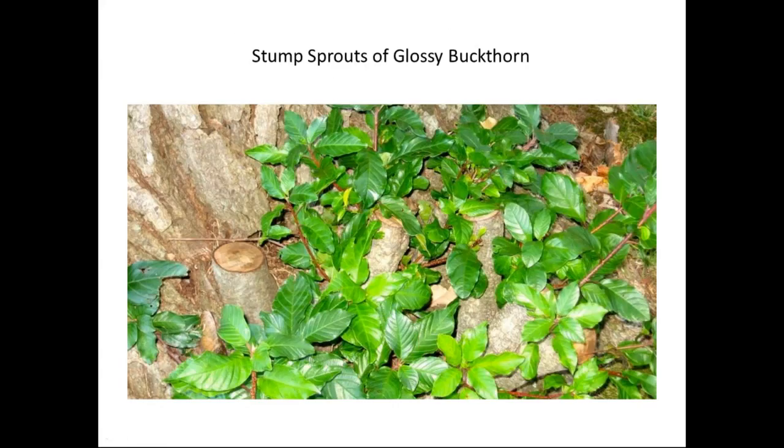So here are some stump sprouts of glossy buckthorn again. These original stumps were about 1 inch in diameter and at the base of a white oak tree, and they were cut, I think, probably in June. And this is a picture of it sometime in July. So they can resprout pretty quickly.